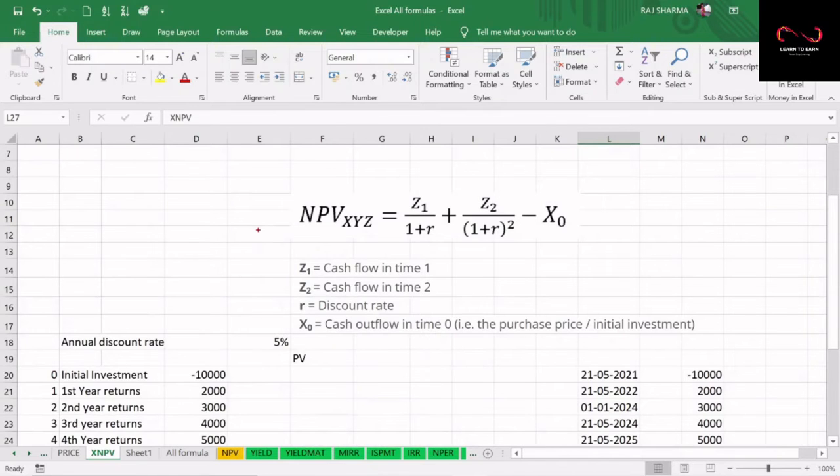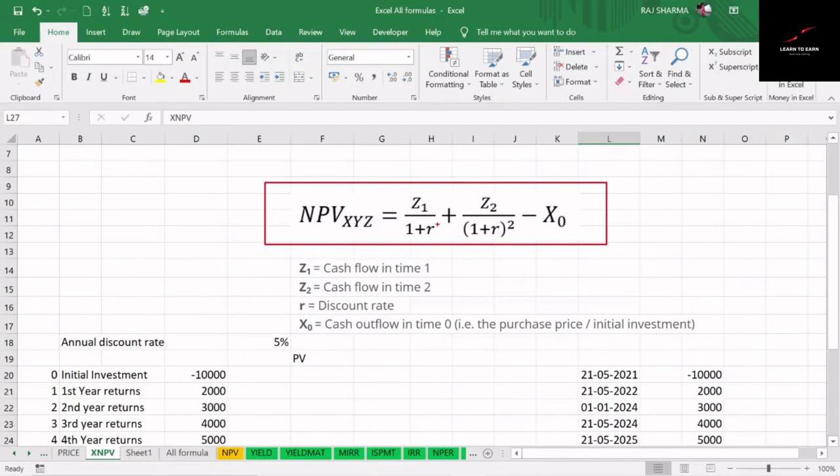Now let's move ahead. Here is a mathematical equation which is used to work out the net present value. In this equation, Z1 is the cash inflow in time 1, which is discounted by the rate R. This is the cash inflow in time 2, which is discounted by the rate R, and the summation of all the cash receivables discounted for the given time, out of which the initial investment is subtracted to arrive at the net present value. X0 is the cash outflow in time 0, or we can say the initial investment.